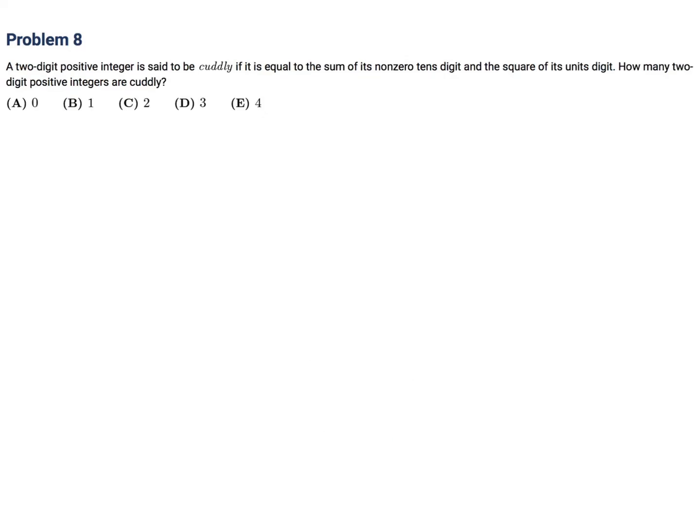A two-digit positive integer is said to be cuddly if it is equal to the sum of its non-zero tens digit and the square of its units digit. How many two-digit positive integers are cuddly?